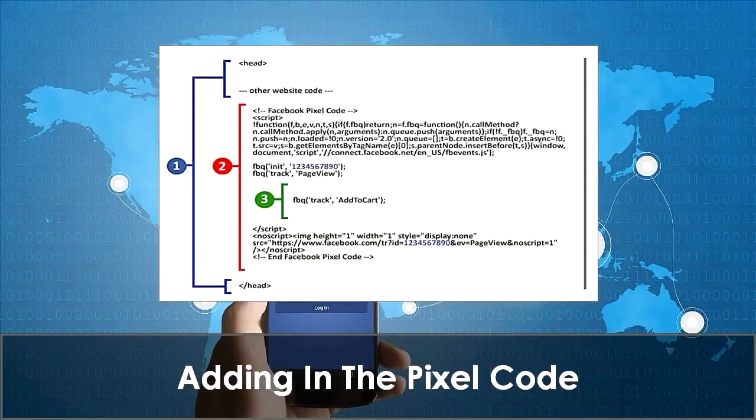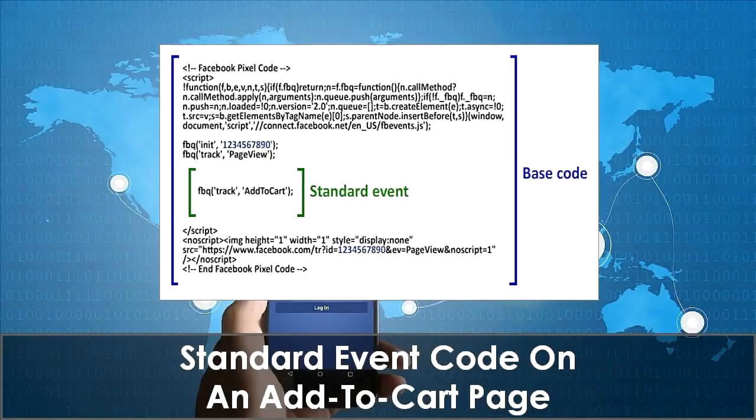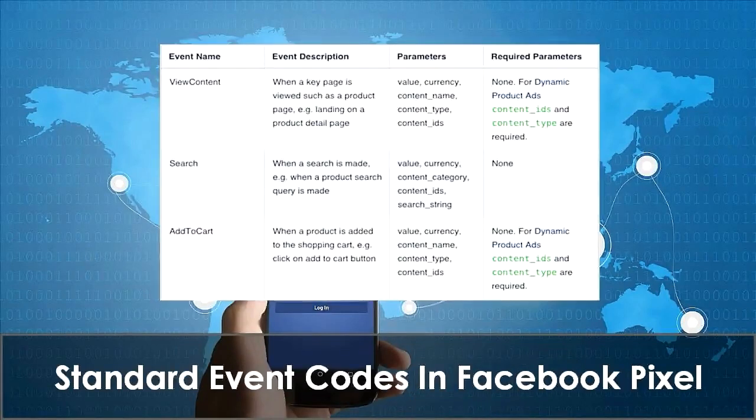Code example. Lastly, in your Facebook pixel code, above the closing script tag, paste the standard event code that is relevant to your page, for example, Add to Cart button. It's necessary to go through this process for every page if you want to track your Add to Cart as an example. There are various standard event codes available in Facebook Pixel for you to track, and each event code represents a specific action.